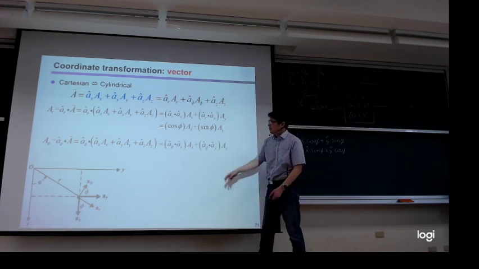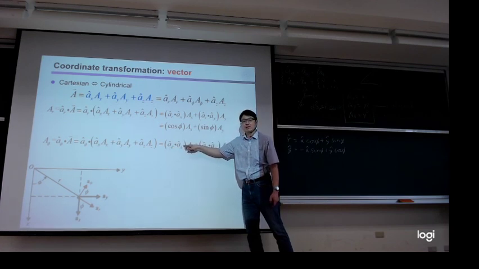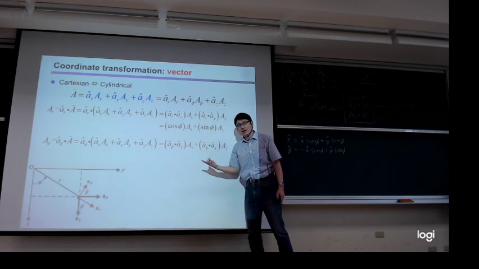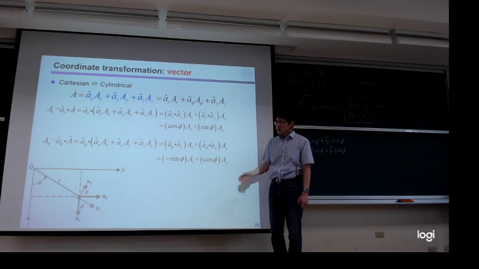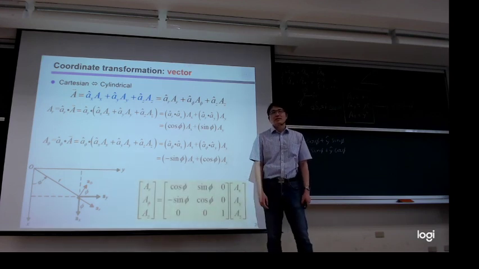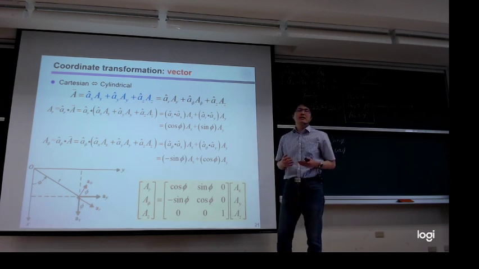So the phi unit vector projected onto the X unit vector is negative sine phi. This one is cosine phi. Okay. So in the end, there's a very simple table or matrix form allowing you to do the transformation.